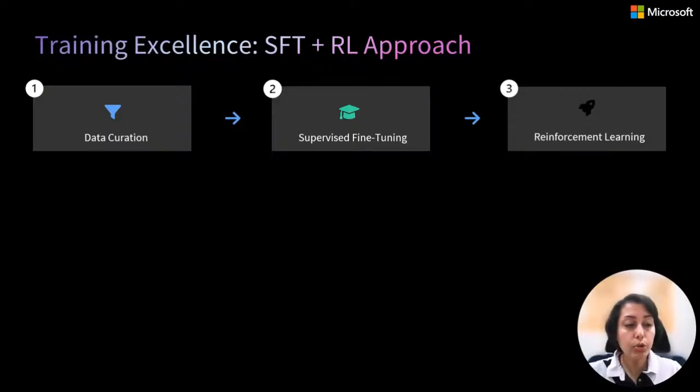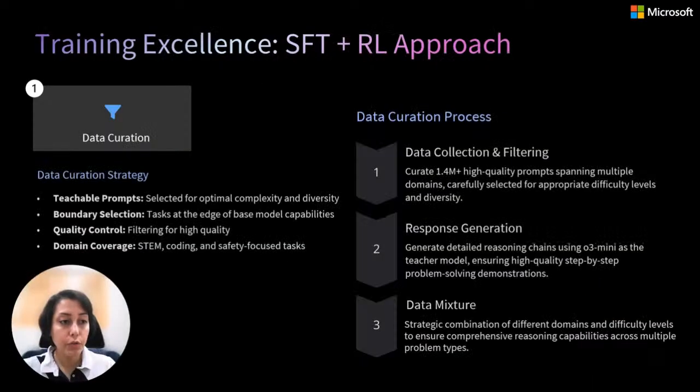Now, in order to train for excellence, we have 3 fundamental pillars and steps in our design process for the Phi-4 reasoning models. The first step is data curation, and it starts by collecting and filtering high volumes of data. And when we do this collection and filtering, we are really focused on 4 different strategies. The first one is that the prompts should be teachable, so they're selected to have the optimal complexity and diversity in order to teach the most content to the model.